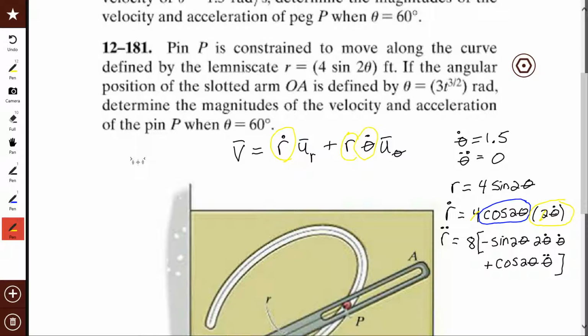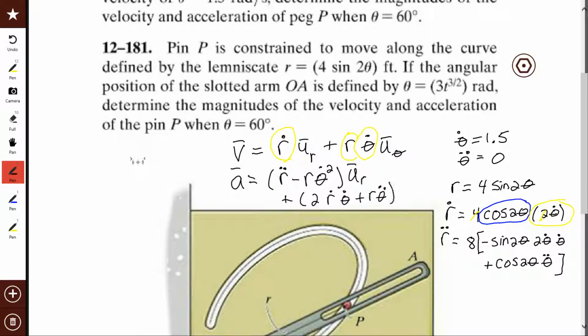The acceleration, by the way, since they want me to find the acceleration, is equal to r double dot minus r theta dot squared in the radial direction, plus 2 r dot theta dot plus r theta double dot in the transverse direction. And so I have all the numbers that I can plug into that one. So it's basically just plug and chug at this point.